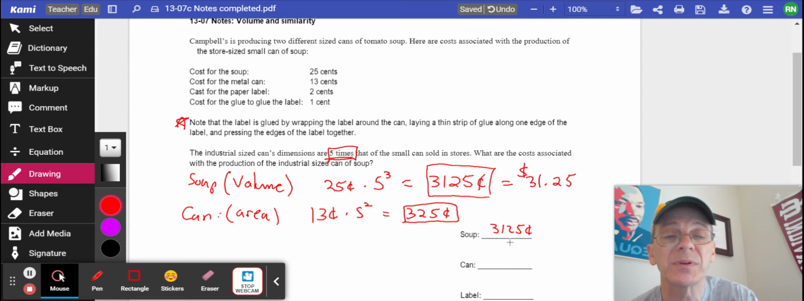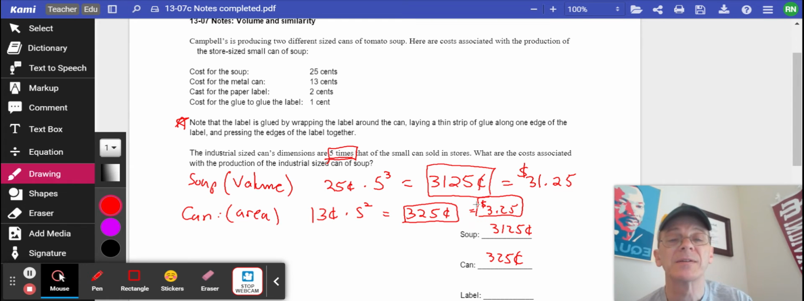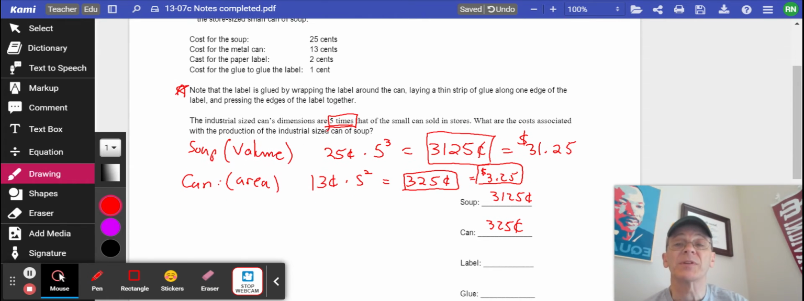3,125 cents for the soup, 325 cents for the can. You could, of course, write that as $3.25, which is more commonly how we would communicate that. Okay. But 325 cents is good.